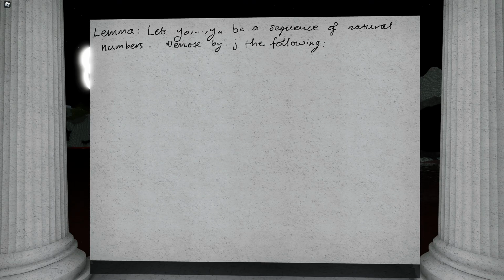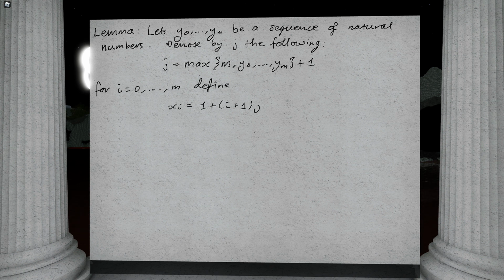Okay, so this is a clever point, where you have to be a bit smart. The choice that we're going to take is the maximum of m, the length of our sequence, along with all of our elements, and then we add 1 to that, calling it j. Then for i equal to 0 up to m, define xi to be 1 plus (i plus 1) multiplied by j factorial. This is a very clever choice. This is going to satisfy the following properties.